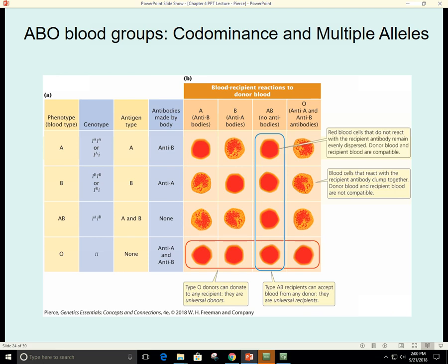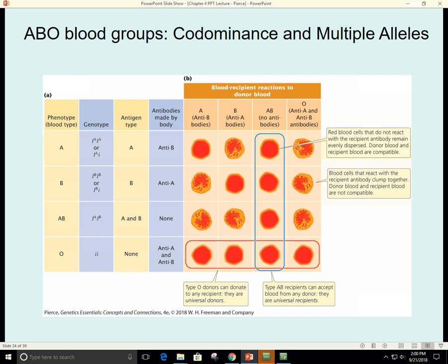So codominance means you can have a genotype where there are two alleles that are both considered dominant. And when both of them are present in the diploid individual, you can show both phenotypes at the same time. So, like I said, this is really just blood types and tissue types.